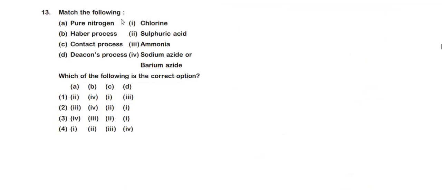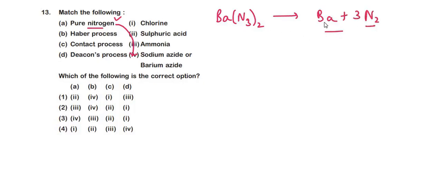Now the next question is match the following. Pure nitrogen is obtained from sodium azide or barium azide. You can see here by the reaction like this, barium azide is given to you. Barium azide is Ba(N3)2. On decomposition it gives us barium and pure nitrogen. So either from barium azide or from sodium azide we can obtain pure nitrogen.